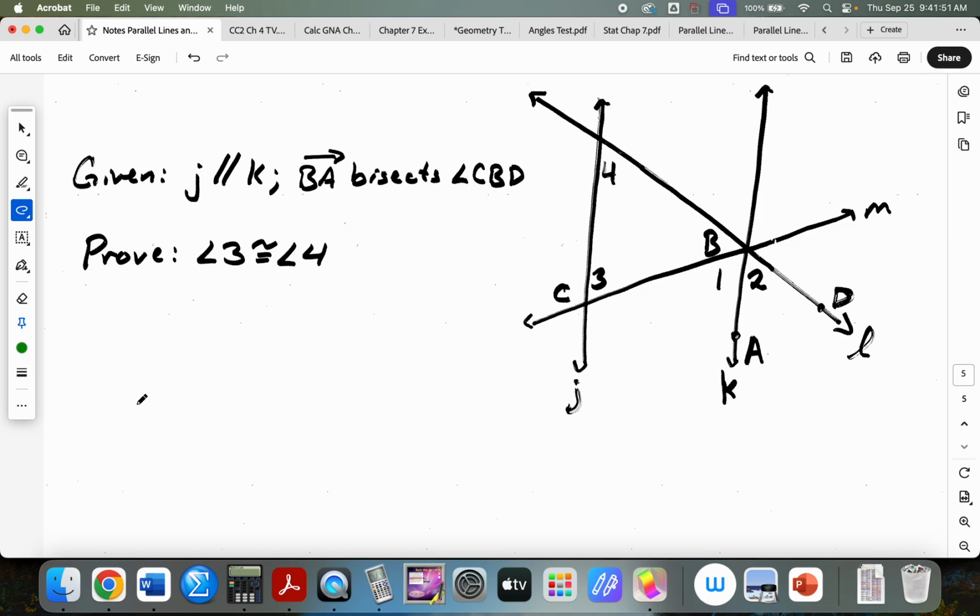Okay, and I'll do this as a flowchart proof again, just to practice that. So we start off knowing that J is parallel to K. That's given. And I'll mark that on my diagram. J parallel to K.